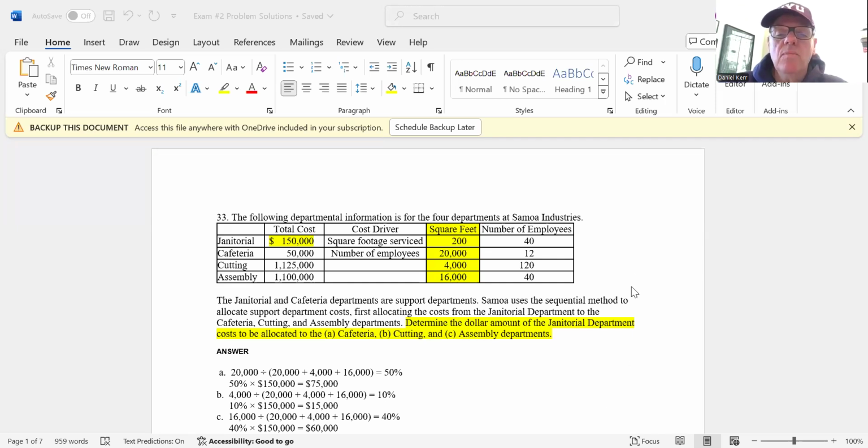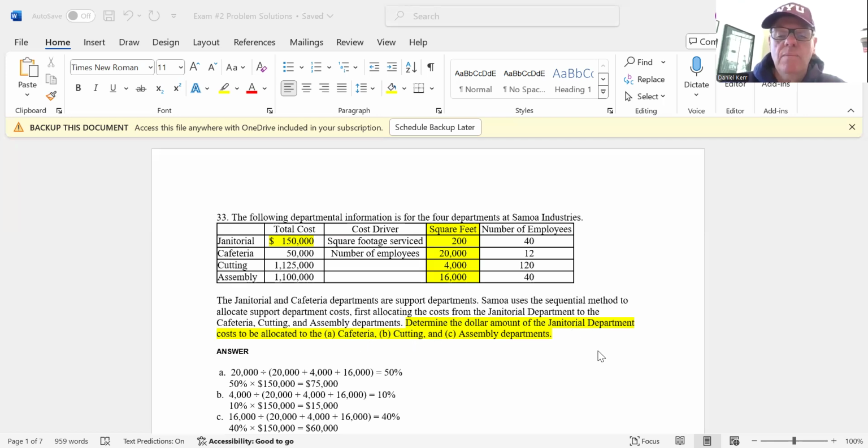for each question. What I would strongly encourage you to do when you have problems like this in exam number 3 or in other courses that you might have is, before you try to digest all the data that's given, focus on the question. So determine the amount of janitorial department cost to be allocated to cafeteria, cutting, and assembly. So that's what we want here.